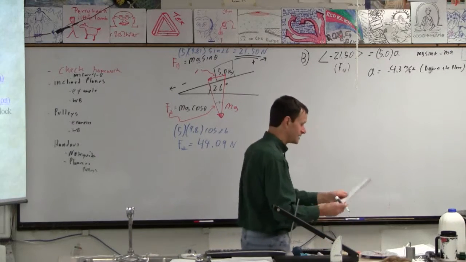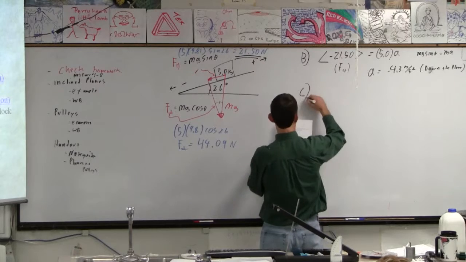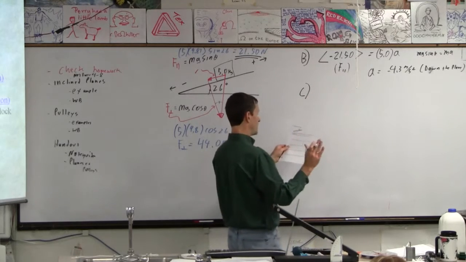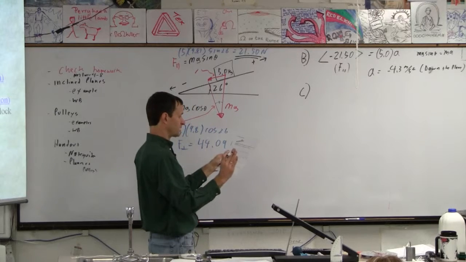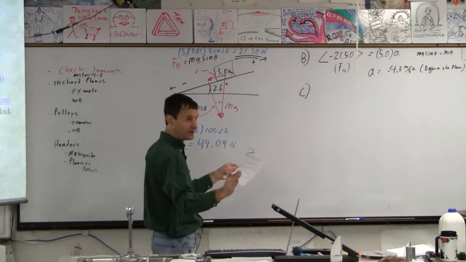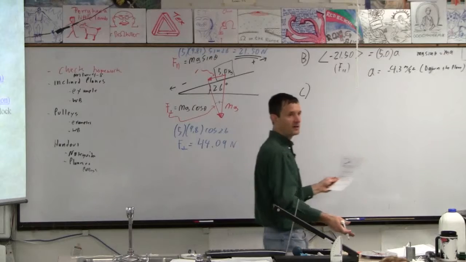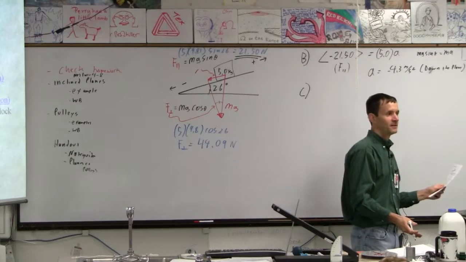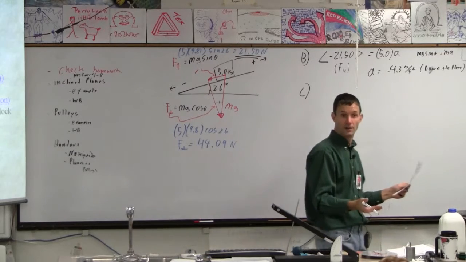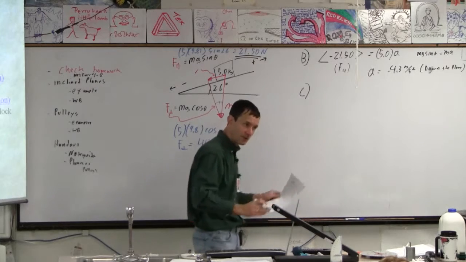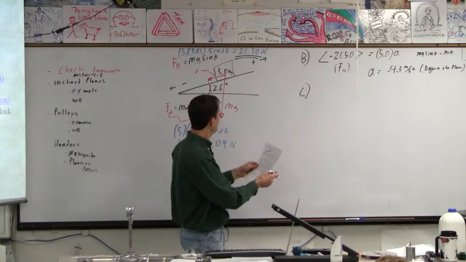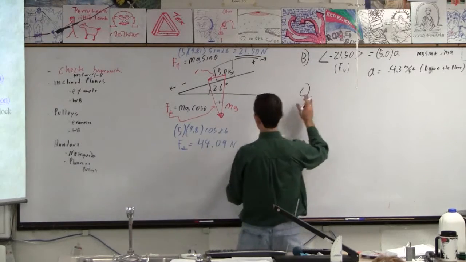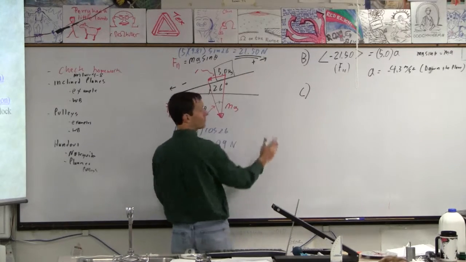So C says, what force would make the block slide up the plane with an acceleration of 2.4 meters per second squared, presumably up the plane, right? Couldn't you slide up the plane and accelerate down the plane? Yeah, you'd be slowing down and stopping, right? Okay, but let's assume that this thing is going faster and faster up the plane, that's the way the question's asked.